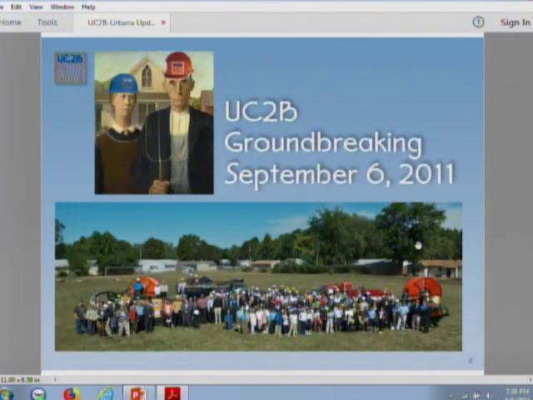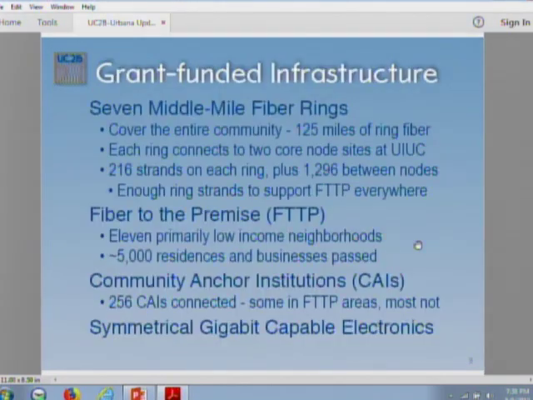We hired contractors, got started, we had a big groundbreaking. Some of you can find yourself in this picture. I see some people looking. I'm even in that picture. I was able to get Daryl Holman from the News Gazette to take it for us.